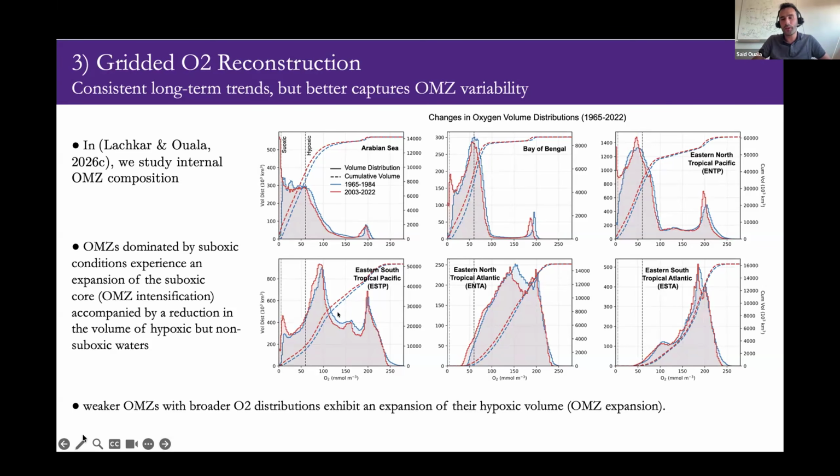But when we do the same analysis for the oxygen minimum zones that are weaker or that do not have a suboxic core, what we observed using this product is that we only have an increase, an expansion, of the hypoxic volume of oxygen minimum zones. Meaning that this product suggests that the long-term variability of oxygen minimum zones, when comparing the first 2 decades of the product to the last 2 decades, actually depends on the intensity of the oxygen minimum zones.